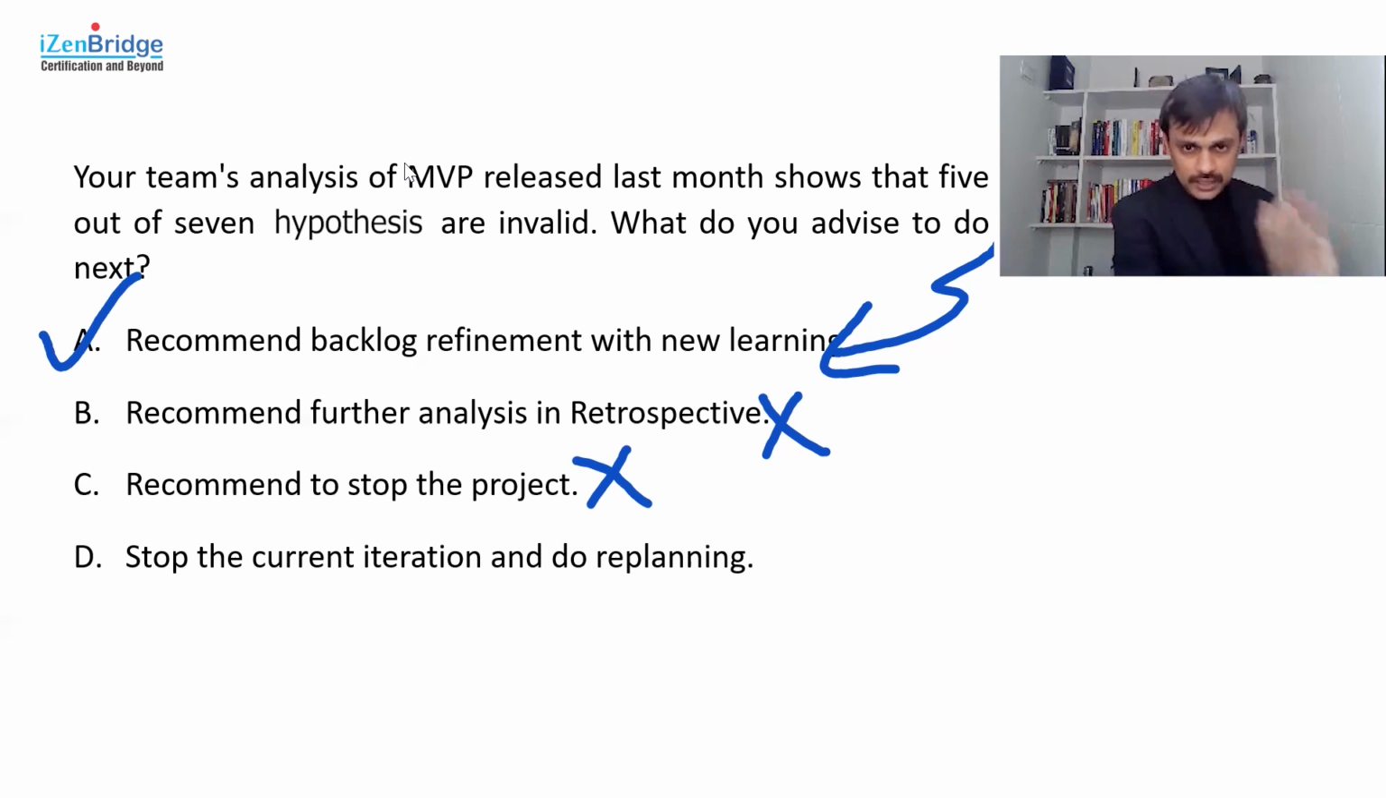So looking at the available options, A seems to be the clear and safe option, that yes, we need to do something about it. Stopping the project seems to be too drastic. Waiting for a retrospective to think about it also seems to be a little too much, because we have already done a first level of analysis. Better look into it, act on it. And how do we act? We act by reprioritizing or rediscovering our product backlog. So I go with option A, requirement backlog refinement with the new learning.